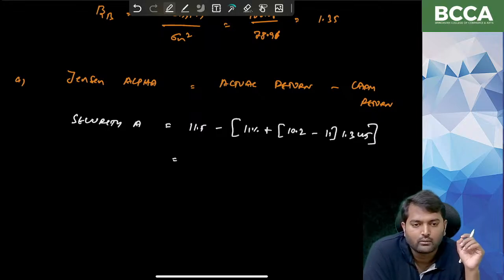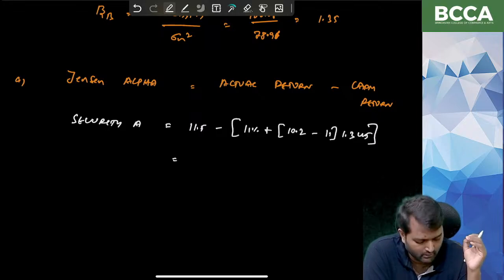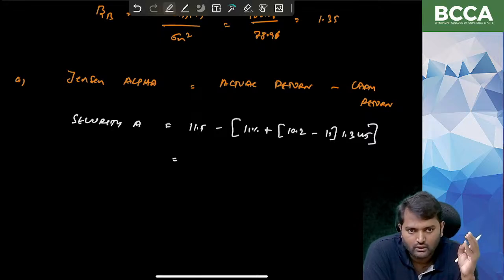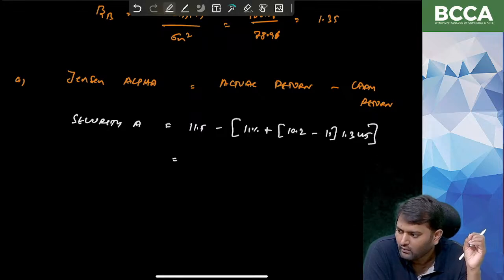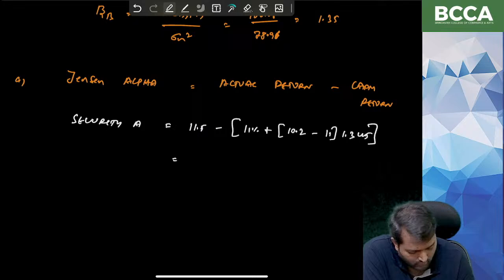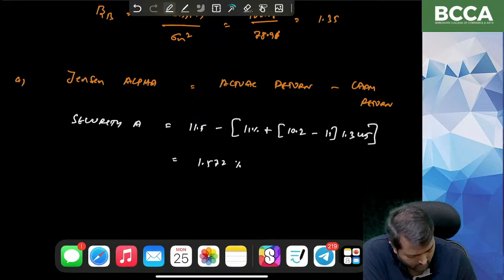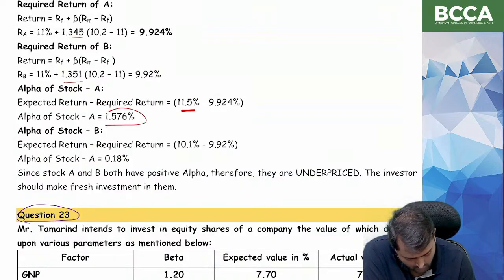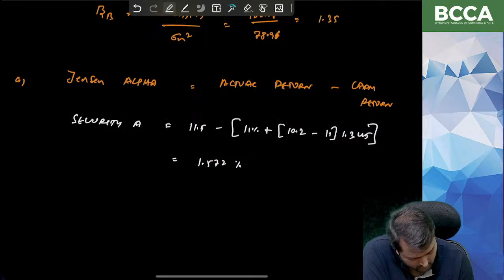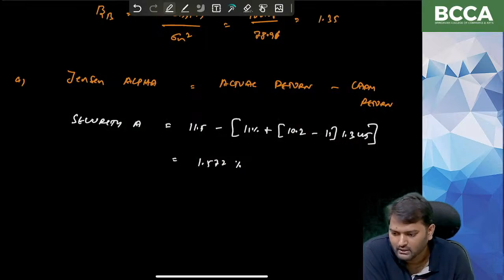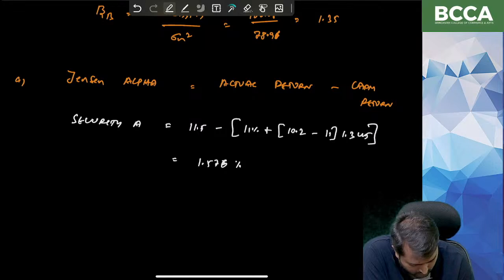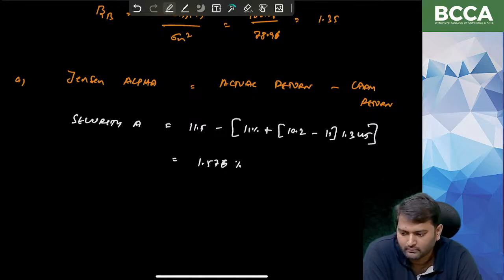Jensen's alpha. I am asking about Jensen's alpha. Actual return minus CAPM return is the Jensen's alpha. What is the answer for Jensen's alpha? 1.572 percentage, or 1.576. You might get 1.576. Okay, so this is the Jensen's alpha.